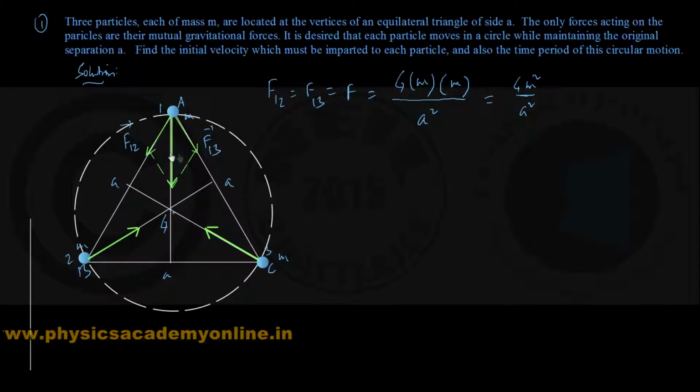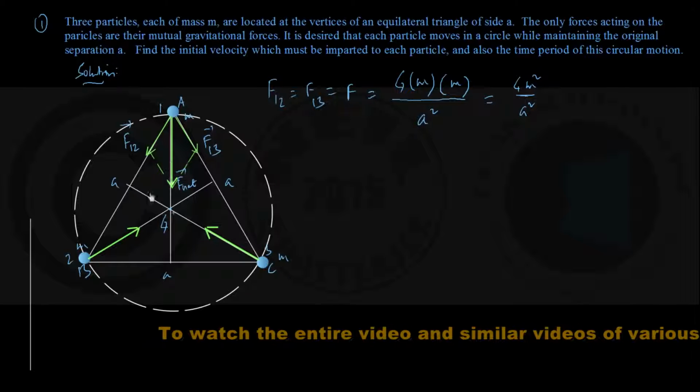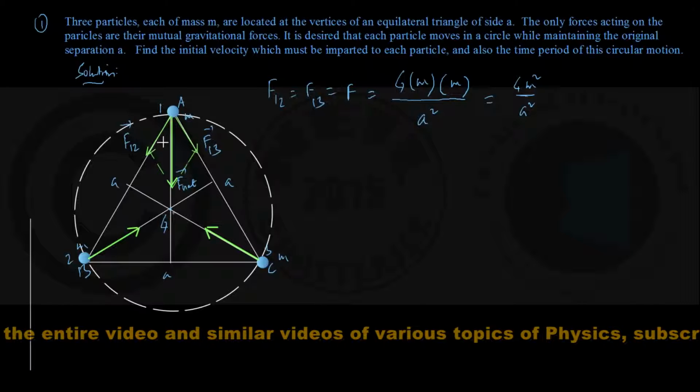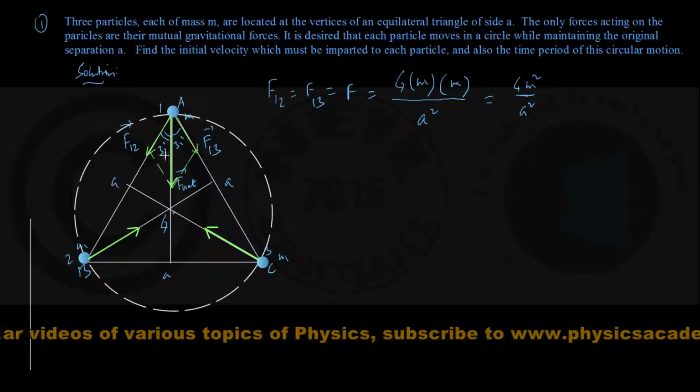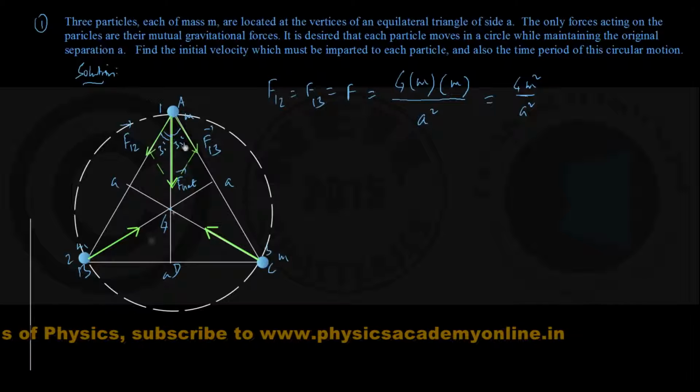We have already seen these two forces have the same magnitude. It means that the resultant, I might call F net, the net force acting on particle 1, is acting along the bisector of this angle BAC, which means that this angle is 30 degrees as well as this angle is 30 degrees. This is along the median. Let me call this foot D, along the line AD.